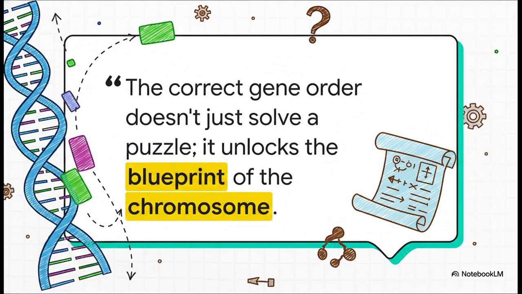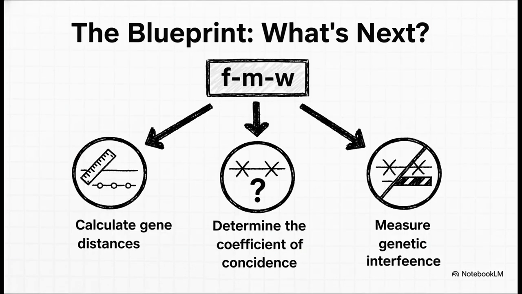And that's really the key takeaway from all of this. What we've just done is so much more than just an academic exercise. By following the clues and using pure logic to figure out the gene order, we've actually started to read the chromosome's blueprint. We now understand its fundamental structure in a much deeper way. And this blueprint, well, it's the essential foundation for so much more.